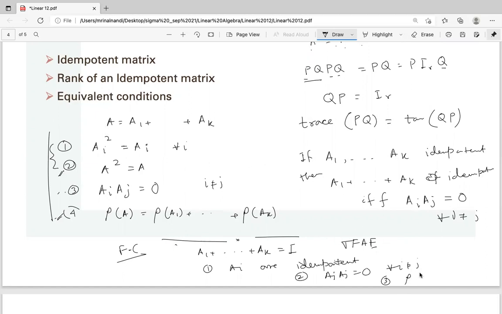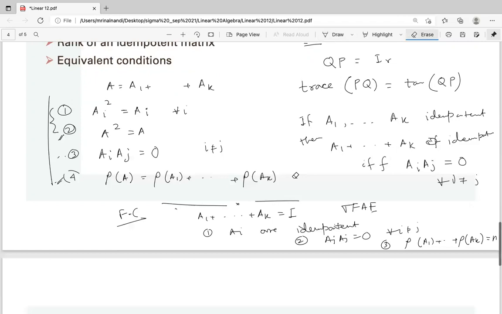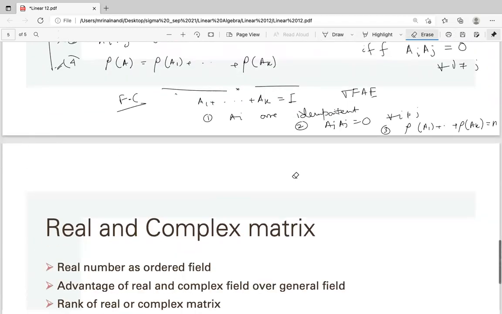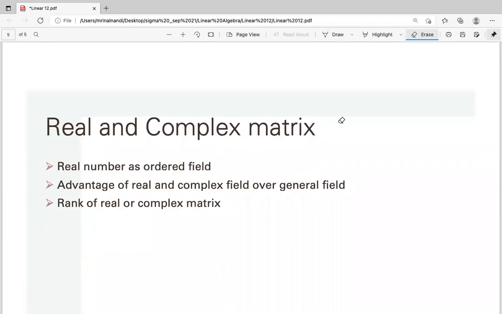The rank of A plus the rank of A^k is just n, the rank of A. So idempotent matrices are very useful, and not only useful, the analysis of idempotent matrices and all these results are very interesting and easy. Now there is a special type of matrix, the real or complex matrix, when the field is real or complex. So we have some extra things we can do.